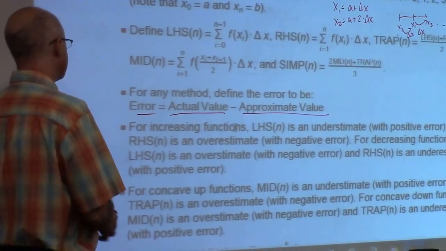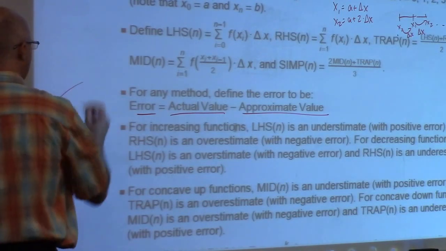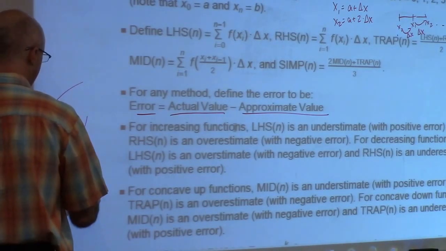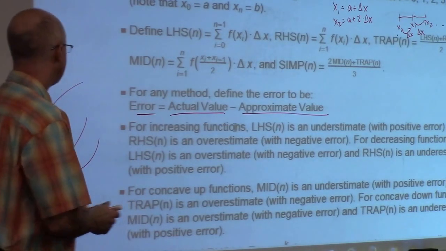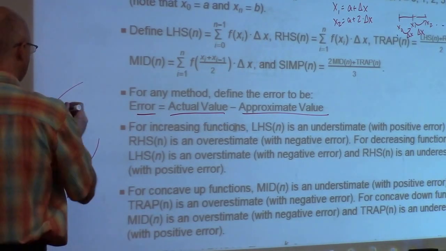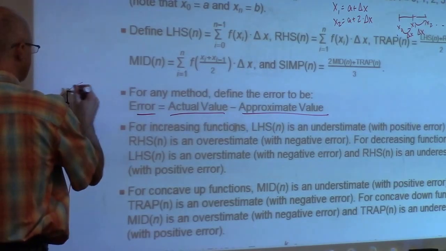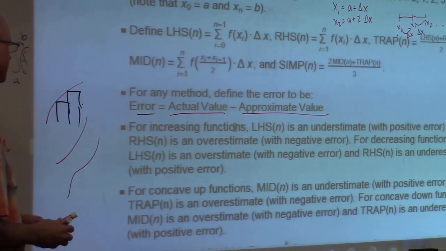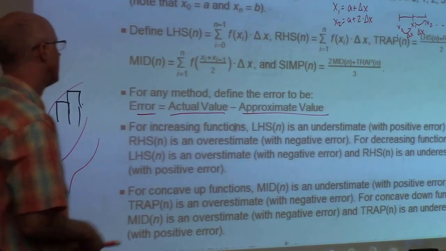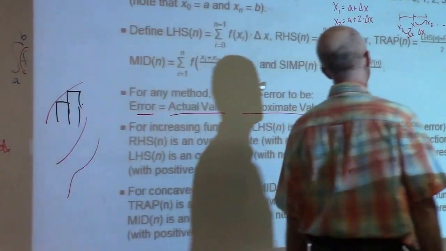For increasing functions, whose graphs are going up, whether they are concave down, concave up, or both, the left-hand sum will be an underestimate. You'll get rectangles that look like this for left-hand sums. And the right-hand sum will be an overestimate. Underestimates actually have positive errors.